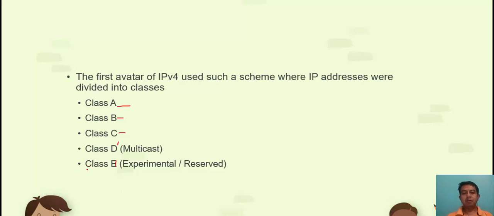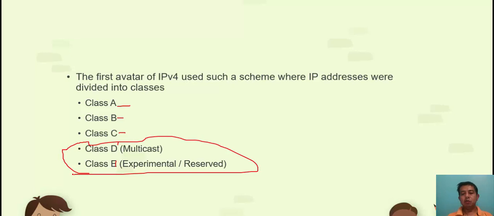Out of these 5 classes, class D and class E are not usable on the internet. They were used for specific purposes. For example, class D was used for something called multicasting. Multicasting is sending to a number of nodes, and class E was reserved. It was used for some experimental use. So class A, class B, and class C, these 3 classes were rolled out on the internet. That means these 3 classes can be used by the general public.